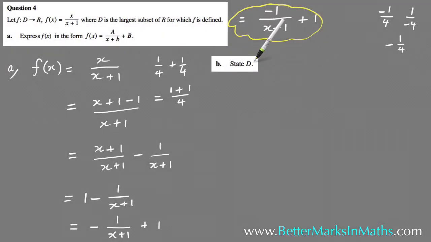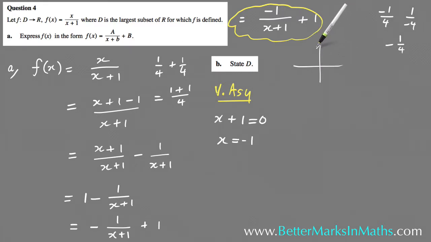In part B, state D. So D again is the domain. Remember, this part at the front is always the domain. Looking at this here, the only x values that you can't have are where the bottom part of the fraction, the denominator, equals 0. So that would in fact be a vertical asymptote. You find that by letting that bottom equal 0, and from there x would equal minus 1, and that is giving you the asymptote.